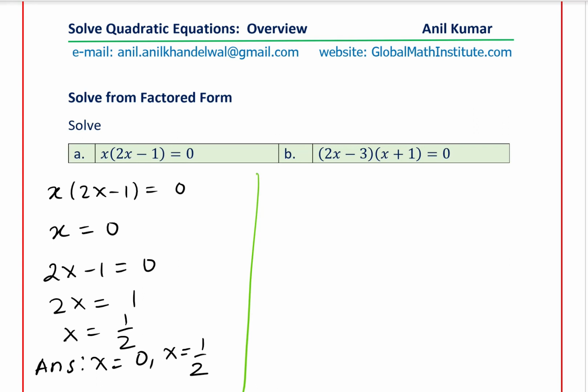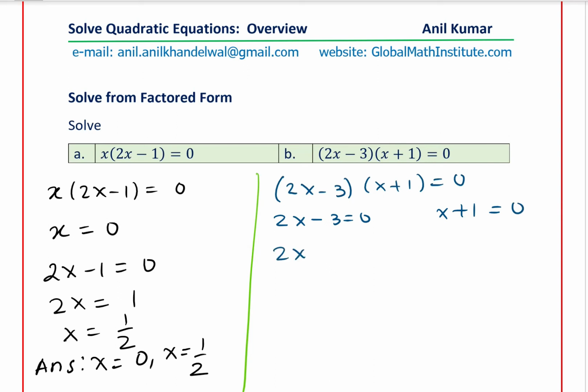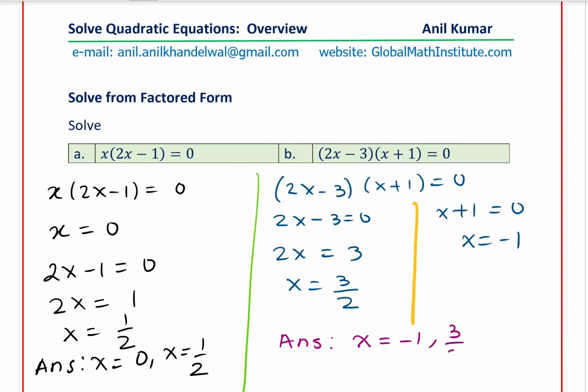Let's try to solve the next question. We are given (2x minus 3) times (x plus 1) equals 0. That means that 2x minus 3 equals 0 or x plus 1 equals 0, right? So solving, we get 2x equals 3, x equals 3 over 2 as one of the solutions. Here we get x equals minus 1 as the other solution. Perfect. So we have two solutions. We can write down our answer as x equals minus 1 and 3 by 2. Perfect.